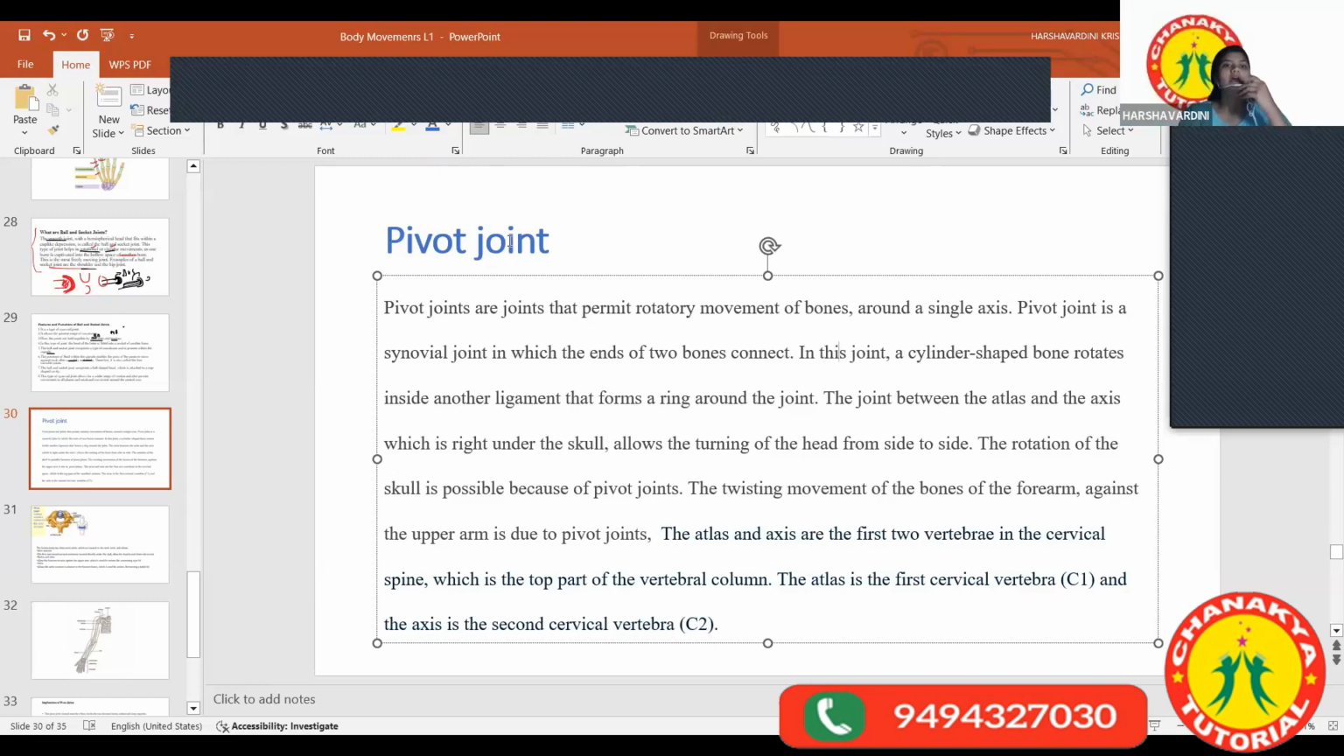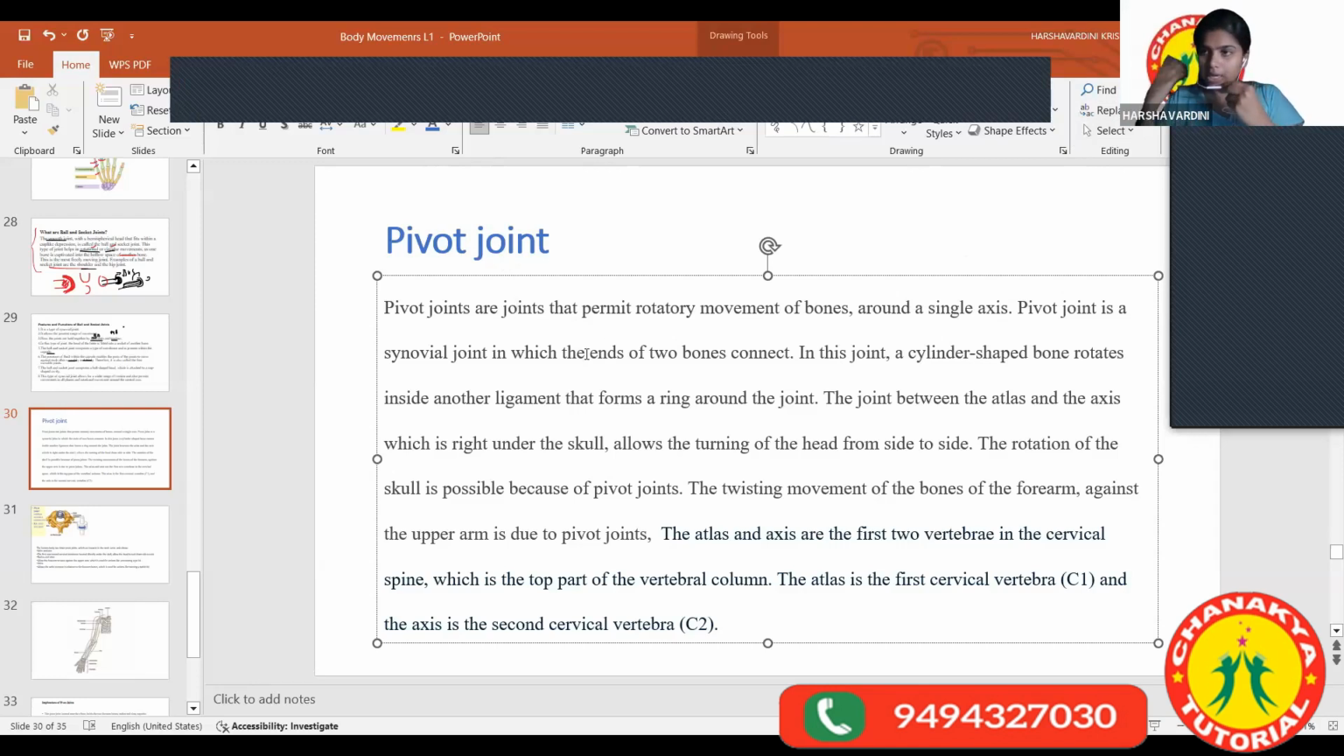Okay, sorry. Pivot joints are joints that permit rotatory movement of bones around a single axis. The best example is your neck bone, no? Your neck bone is also rotatory. Yes, I can rotate them also, right? They also have a single axis, so you can rotate them.